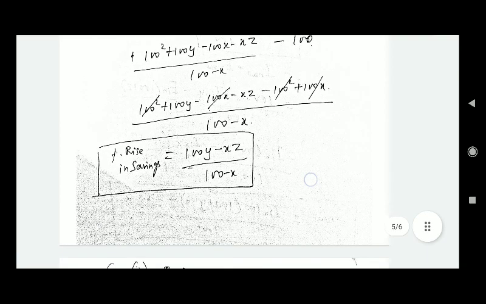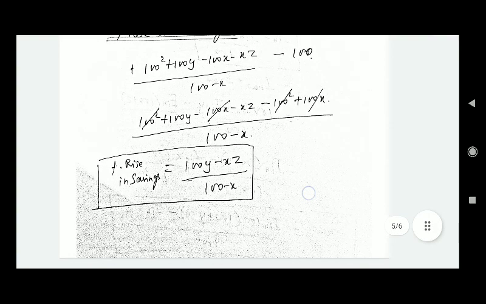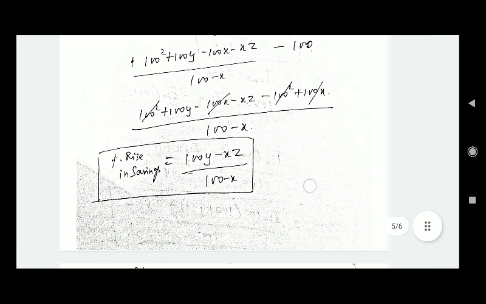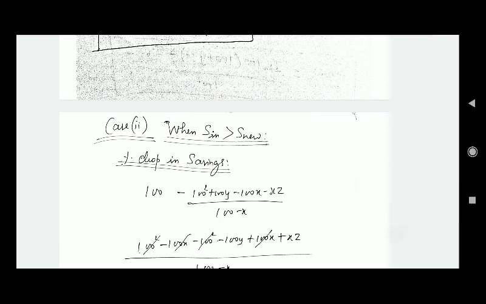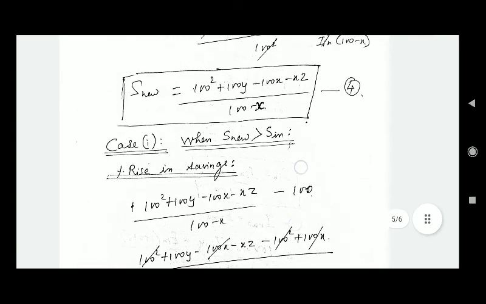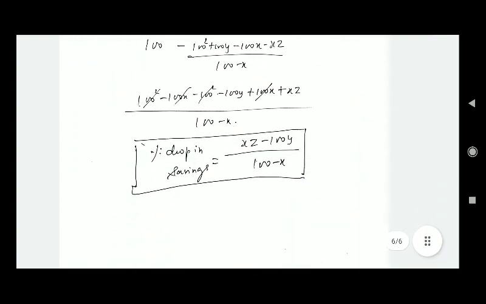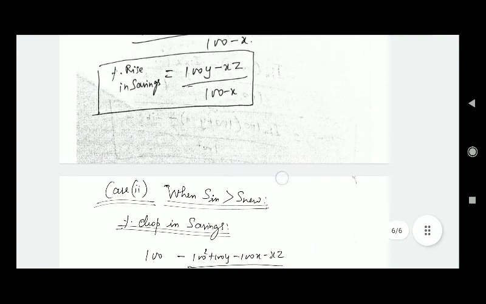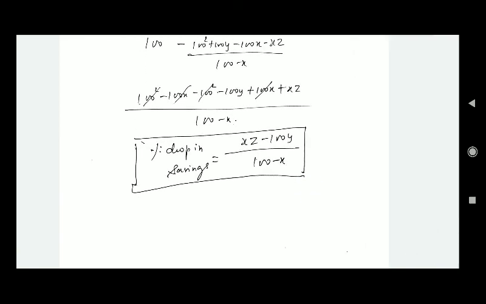We can directly use this formula where y represents the percentage rise in income, x is nothing but the percentage of initial income expressed as the expenditure, and z is the rise in percentage of expenditure. Case 2, when the old savings is greater than the new savings, it will be absolutely vice versa. The revised value of savings given in equation 4 has to be subtracted from 100. So the percentage drop in savings will be the exact reverse of the percentage rise in savings, which will be (xz minus 100y) by (100 minus x).